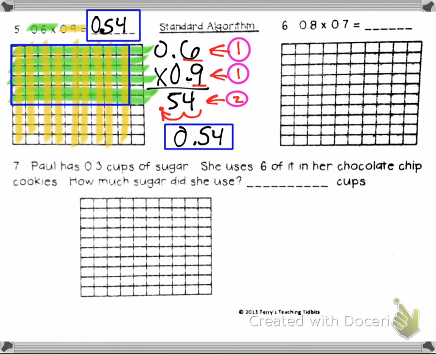I'm going to jump to number 7, and then I'll come back to number 6. Number 7 says Paul has 3/10 cups of sugar. I'm going to model that with 3 columns. And then it says that she uses, that's a mistake there. It shouldn't say she, it should say he, because we're talking about Paul. Usually Paul is a guy's name, right? So that's just a typo. So he uses 6/10, again another typo, in his chocolate chip cookies. How much sugar did he use?